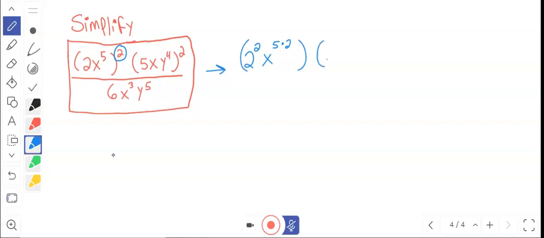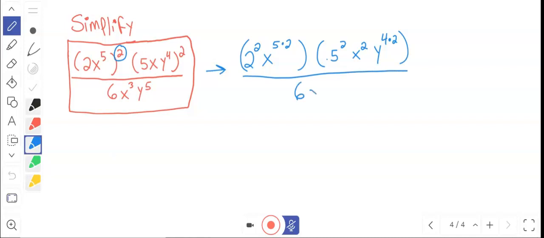Now the second one, you do 5 squared, and you do x. Since you don't see a number on top of the x, the exponent is automatically 1. So it's 1 times 2, so I'm just going to put 2. And the y is 4 times 2. And the denominator, you leave it alone as it is so far. That'll be in the next part.